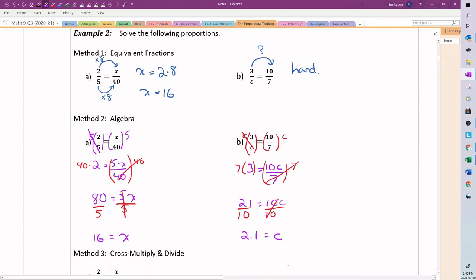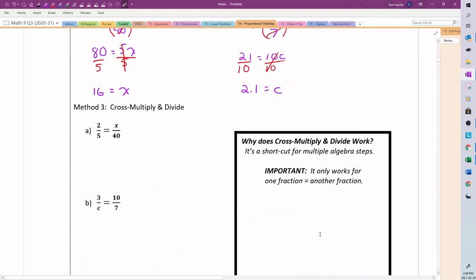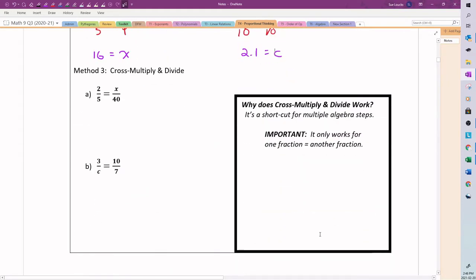All right. That was kind of long and tedious. There's actually a much quicker way to do it, and that is cross multiply and divide, which we did before with our percent questions, right? So when I cross multiply and divide, the saying is multiply the pair and divide the spare. Divide by the spare.